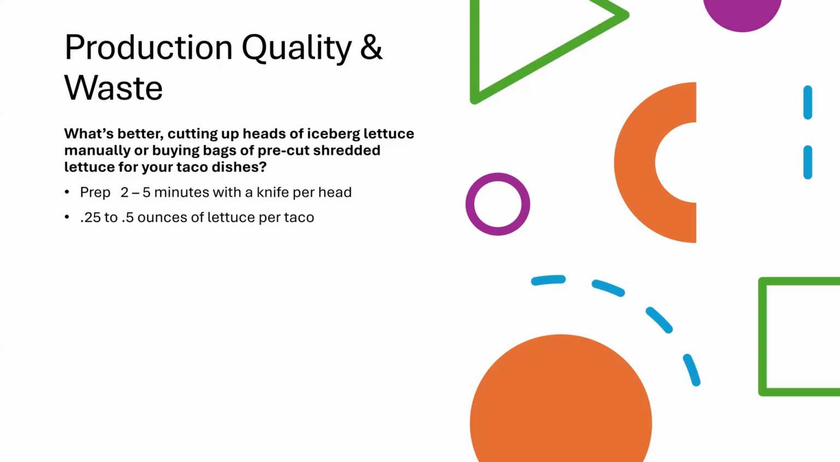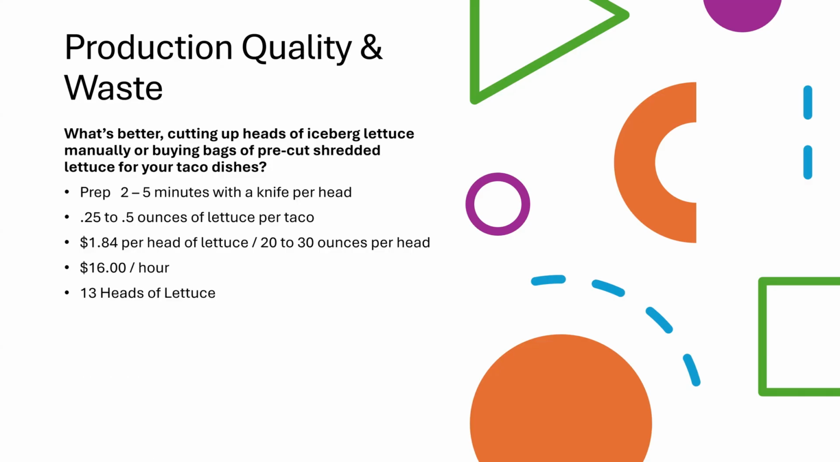It takes from a quarter to a half ounce of lettuce per taco. At $1.84 per head of lettuce, we know that they yield 20 to 30 ounces per head. We pay our workers $16 an hour, and we've got 13 heads of lettuce. For our grand total, preparing 13 heads of lettuce into shredded lettuce is going to cost us almost $36, $35.92.